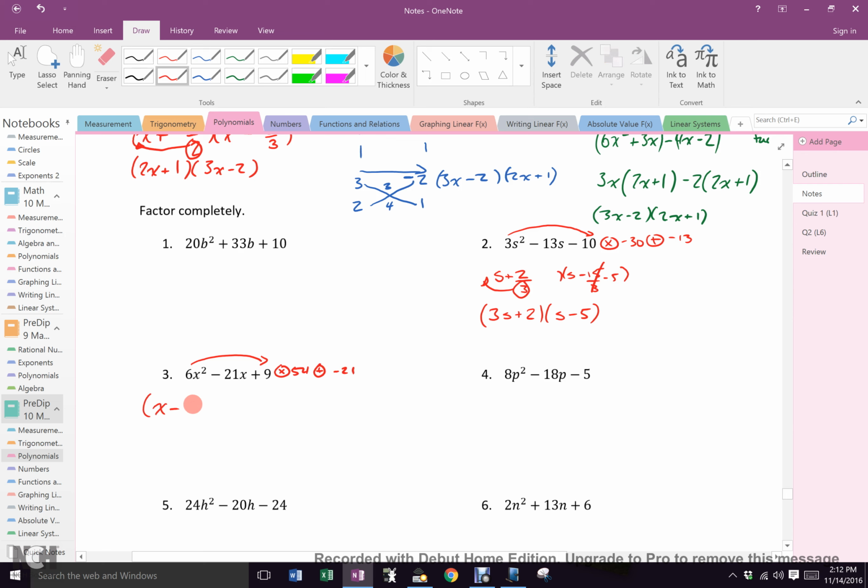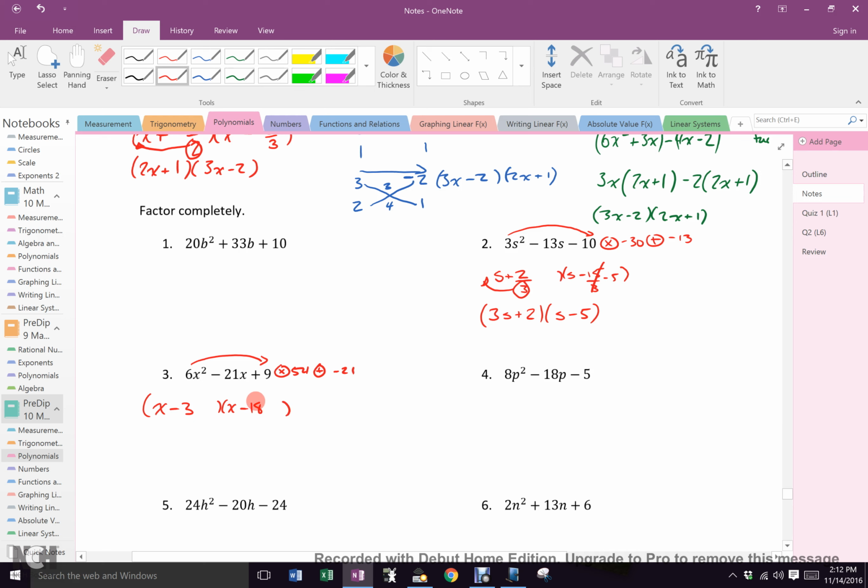I know it's going to be x minus and x minus, because I got a positive there and a negative there. So what is it? Well, it's not going to be 1 and 54. It's not going to be 2 and 27. Is it 3 and 18? Will 3 and 18 make 21 in any way? It will, right? Negative 3 and negative 18.